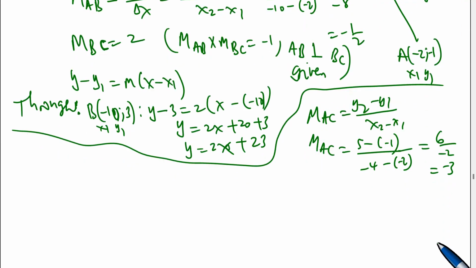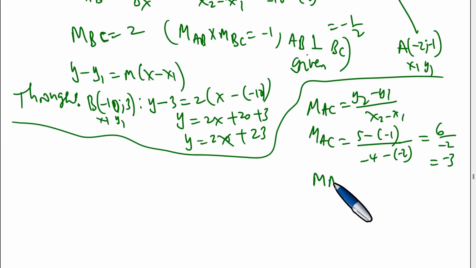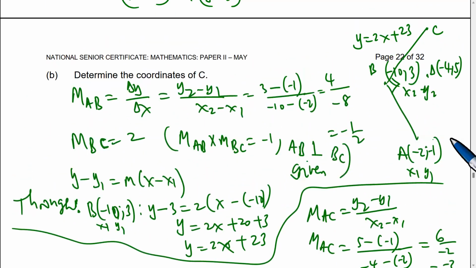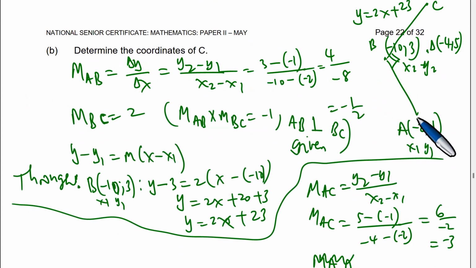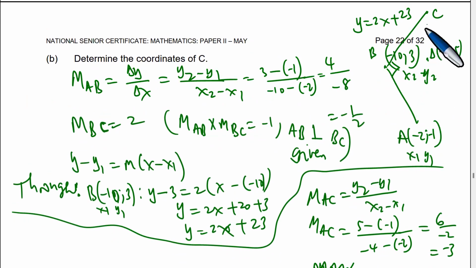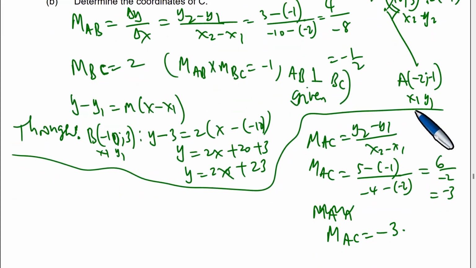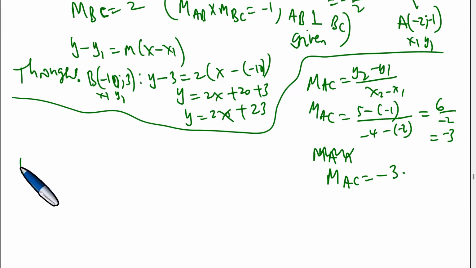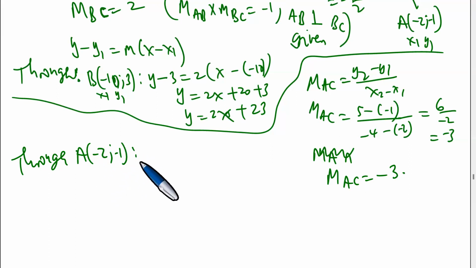Okay. Effectively, what we're saying here is that the gradient of the line AC is minus 3. If it is minus 3, then you can find the equation of the line AC by using any of the points A or D. So let's choose point A, with the coordinates minus 2, minus 1.